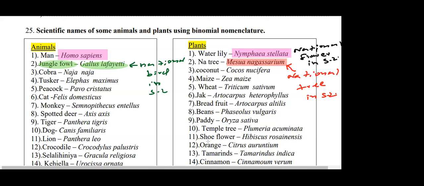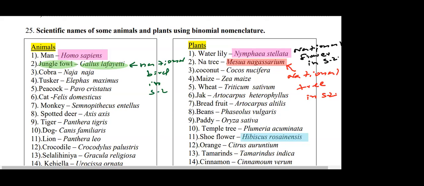The shoe flower, Hibiscus rosa-sinensis. But anyway, no need to memorize. Dog, Canis familiaris; lion, Panthera leo; cat, Felis domesticus; peacock, Pavo cristatus; cobra, Naja; elephant, Elephas maximus; wheat, Triticum sativum; coconut, Cocos nucifera; tamarind, Tamarindus indica. Like that.